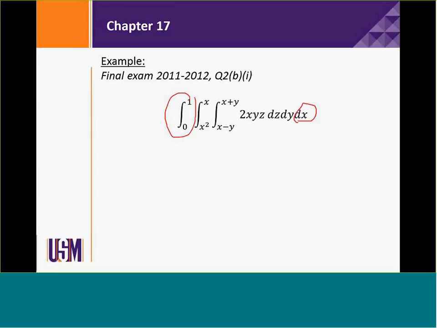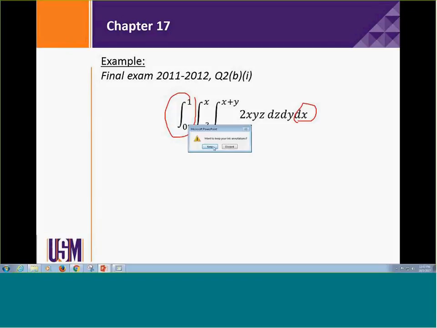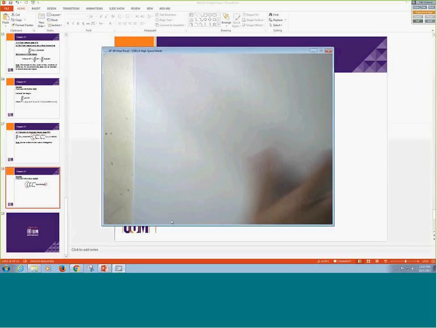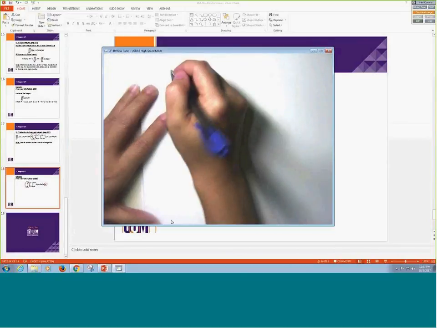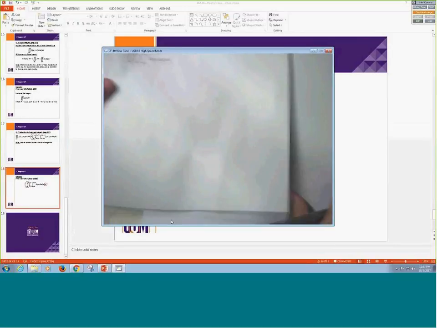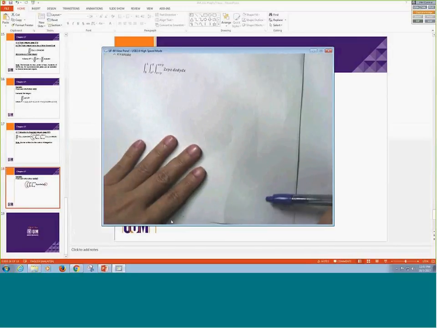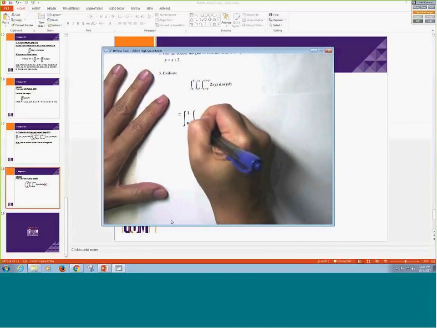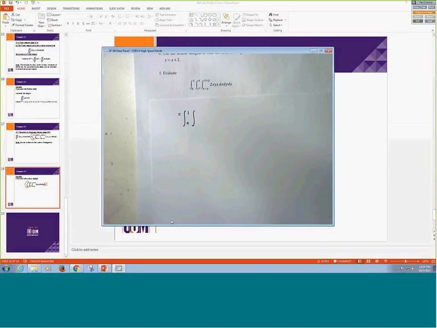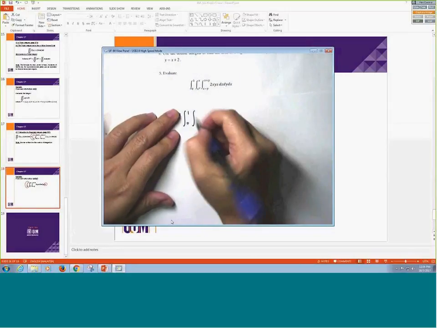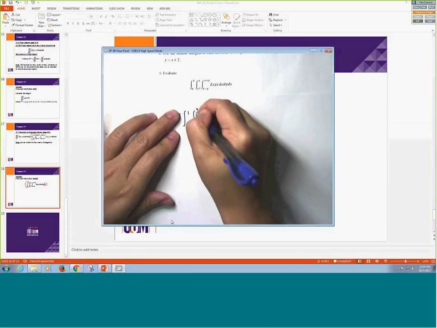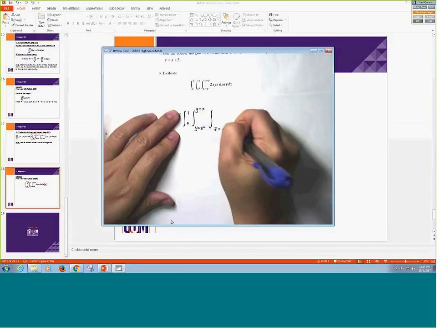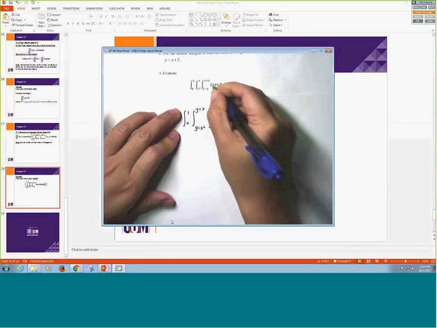I would like to show it very quickly. For this question, it's also from the tutorials. When you solve it, 0 to 1, sometimes to make it very clear, I will write what this is for. So this is for y, x squared, yx. This is for z. And 2xyz, dz, dy, dx.